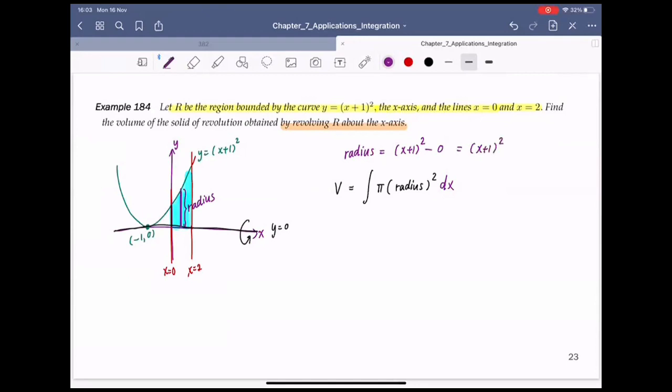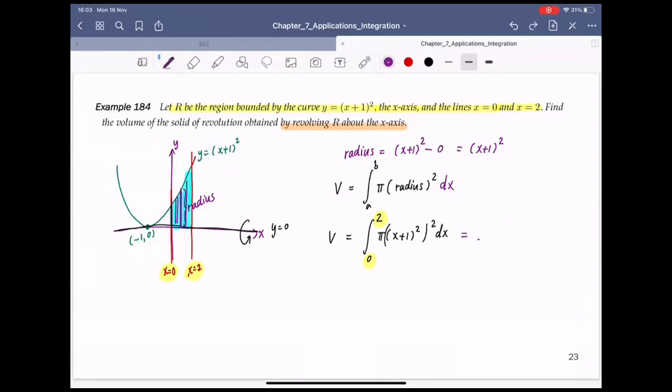So the final version is the integral of pi times ((x plus 1) squared) squared, because the radius is (x plus 1) squared, dx, and then you integrate from 0 to 2. How do I know it's from 0 to 2? It's here, 0 to 2, because you draw the vertical line from 0 to 2.